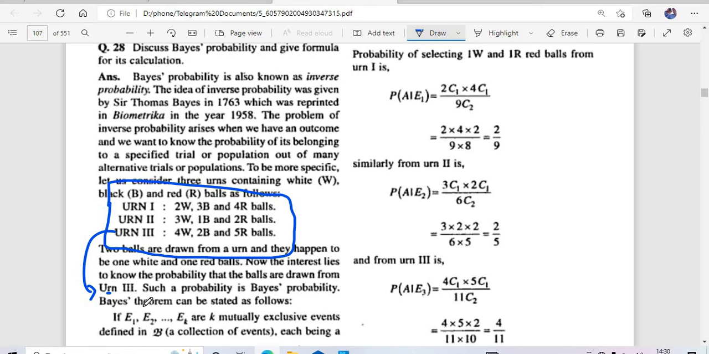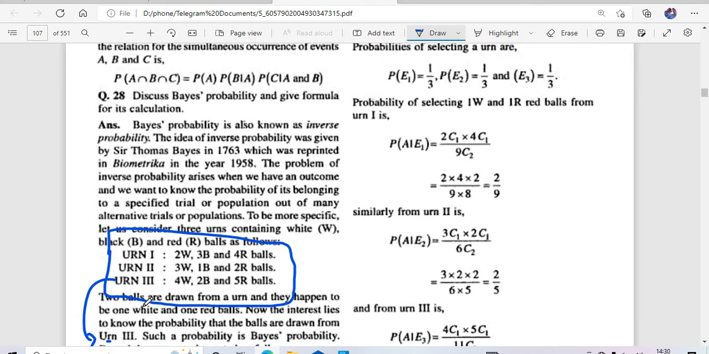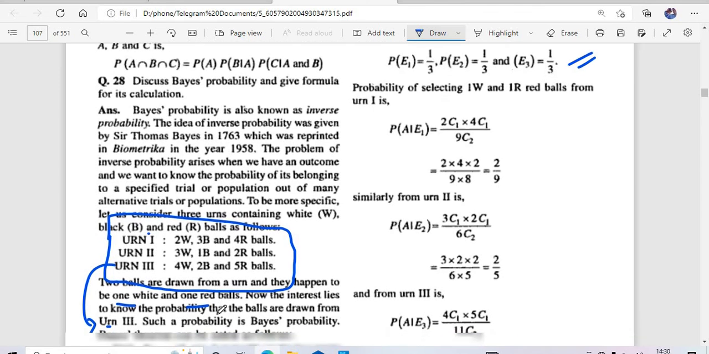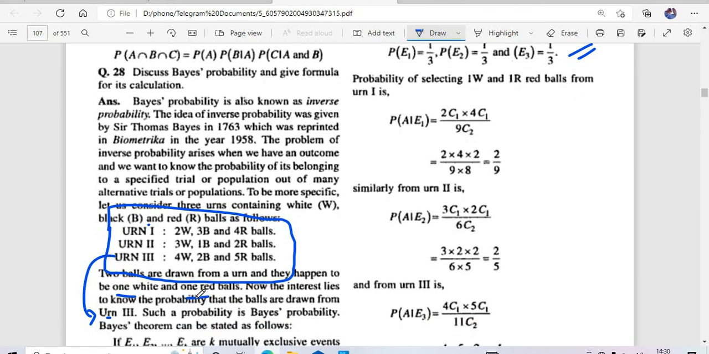Now we are calculating the answer. The answer is very easy. Just observe, there are total 3 urns, so the probability is 1 by 3 for each urn. Same thing here, 1 by 3, 1 by 3, 1 by 3. You can take different notations, either E1, E2, E3 as you wish. Now what do they say? One white and one red ball. From which one? First we need to find for urn 1, urn 2, urn 3, then finally we need urn 3. So that is a conditional event.